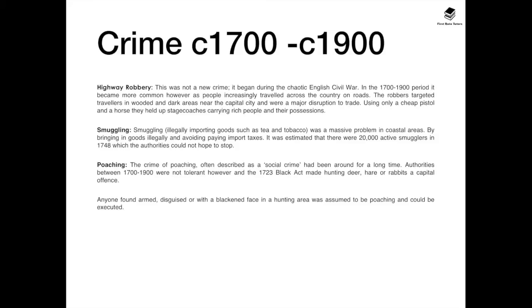Poaching. The crime of poaching, which was described as a social crime, had been around for a long time. Authorities between 1700 and 1900 were not tolerant, however, and the 1723 Black Act made hunting deer, hare, or rabbits a capital offence. Anyone found armed, disguised, or with a blackened face in a hunting area was assumed to be poaching and could be executed.